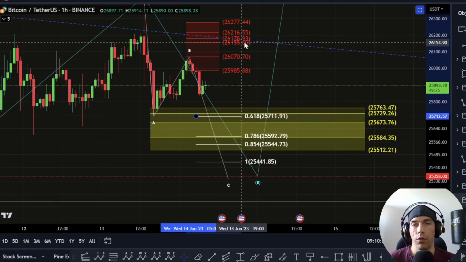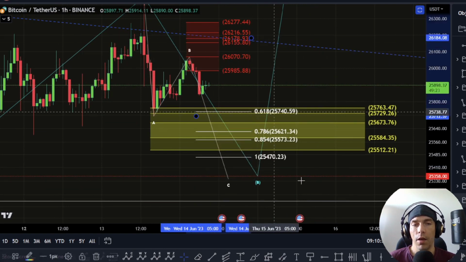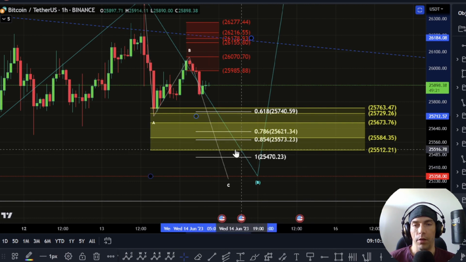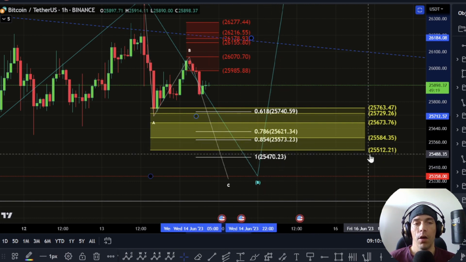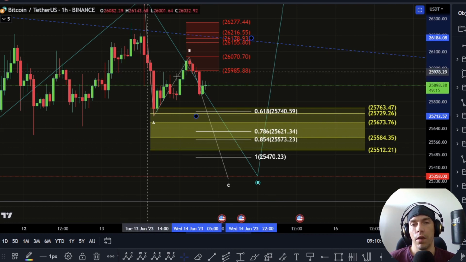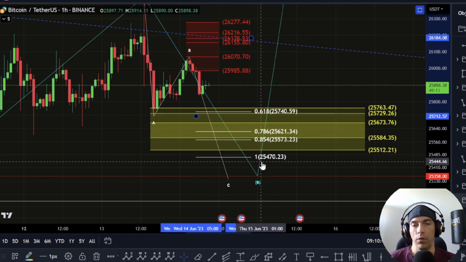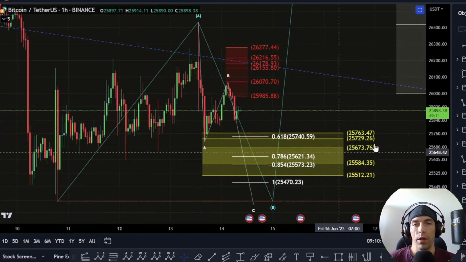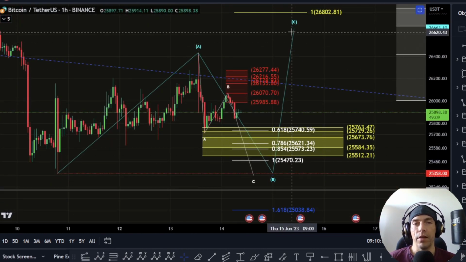If we did have to push to the upside here towards this 618, that would probably align more with coming back into the zone of this 854 here of this 25,512. So if we do see this happen, see a push back up here and then a continuation down, I'd be on the lookout for that possibility that we could have a flat correction here.